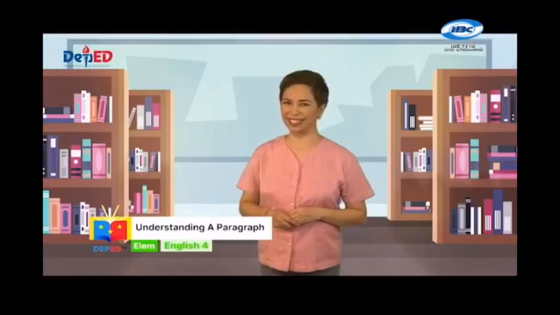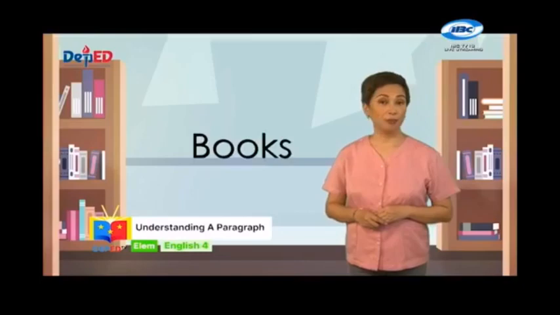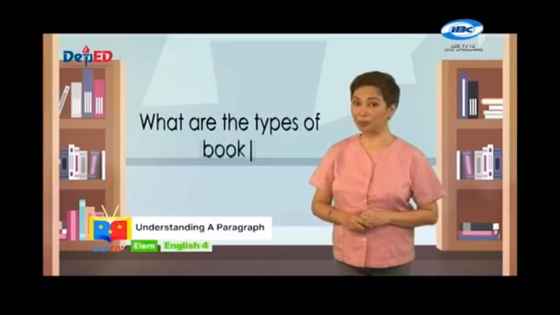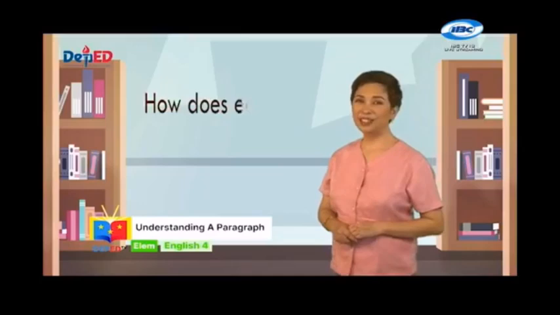What is the source of information mentioned in the paragraph? The answer to the question would be books. Next question. What are the types of books? Based on the second paragraph, there have been various types of books like ancient scrolls, codex, modern printed books, and electronic books or e-books. How does each type of book differ from the other?